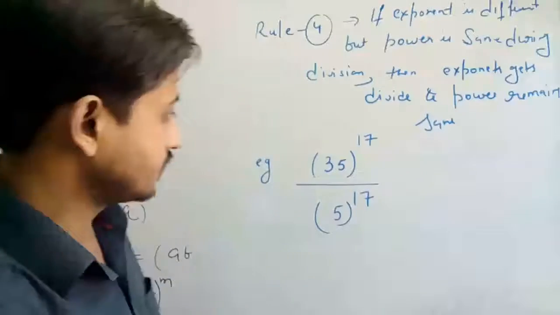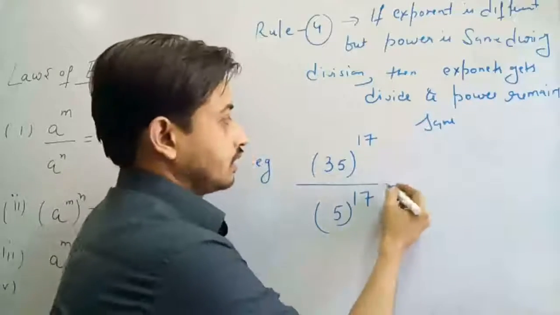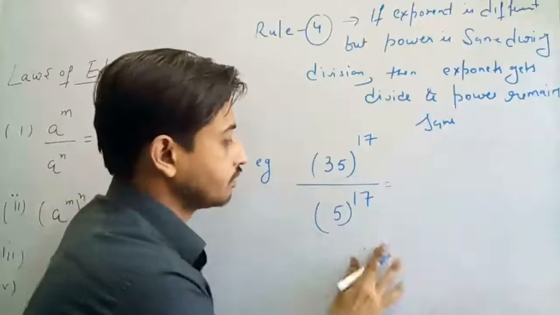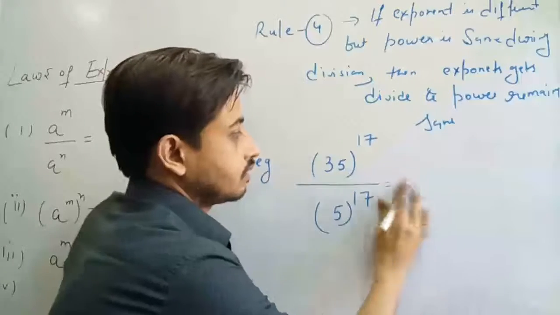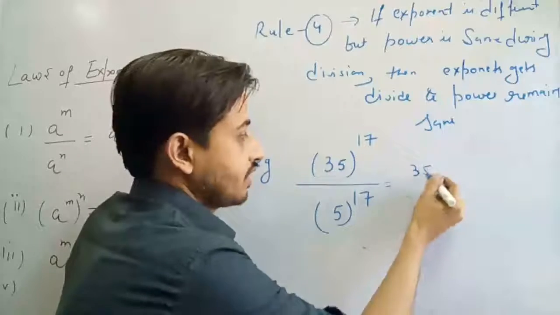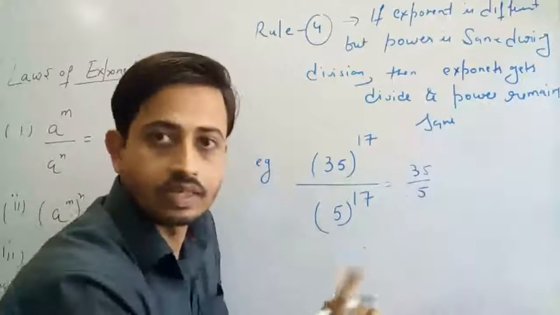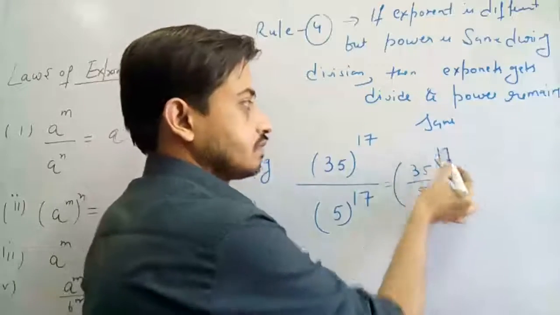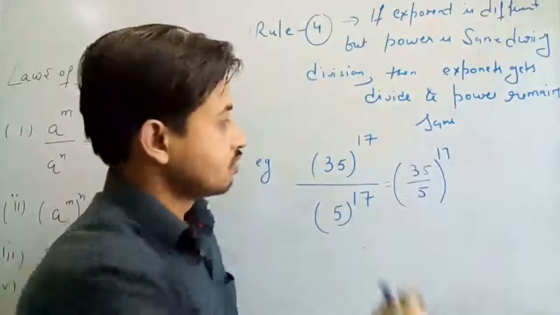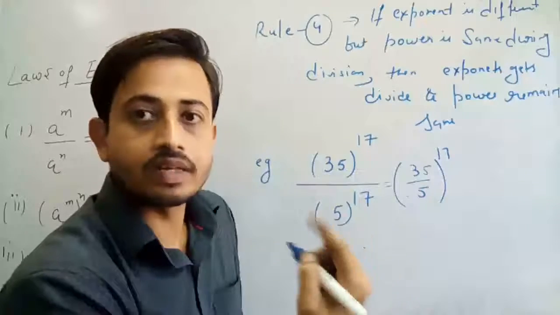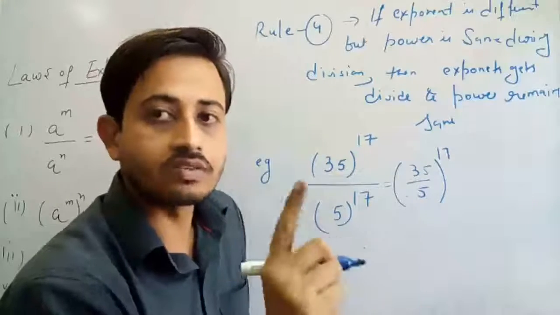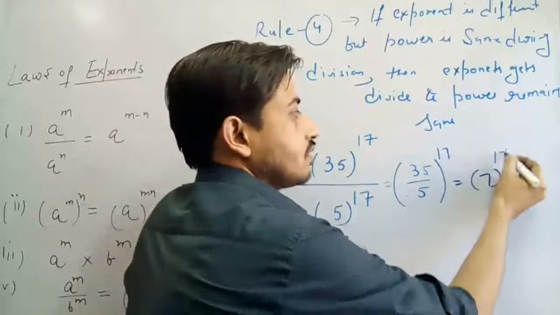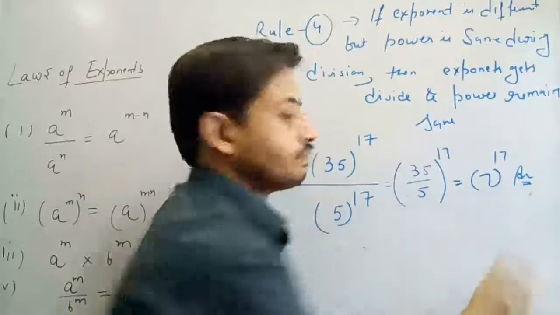So what's the answer? This indicates that the exponent is divided. It means we have to divide 35 divided by 5 and the power remains same. 35 can be divided by 5 on the table of 5, 5 sevens are 35. So the answer is 7 raised to the power 17.